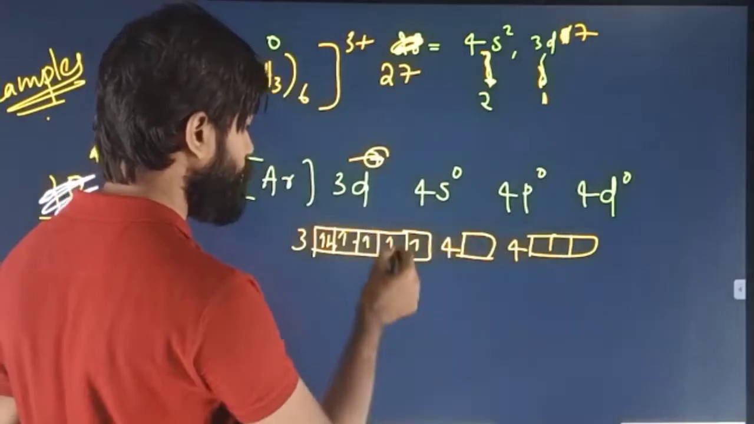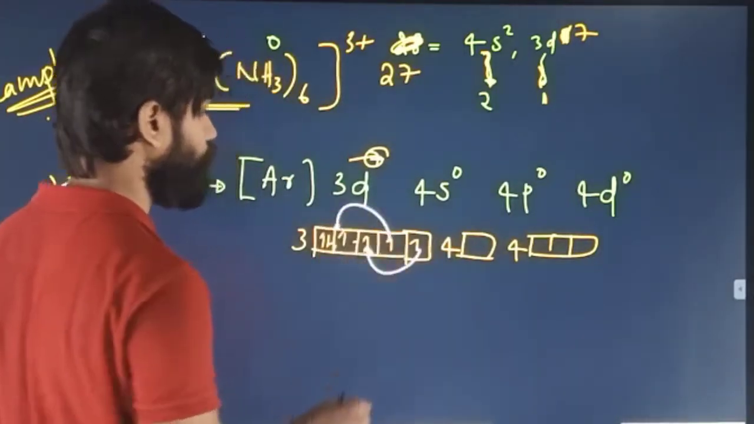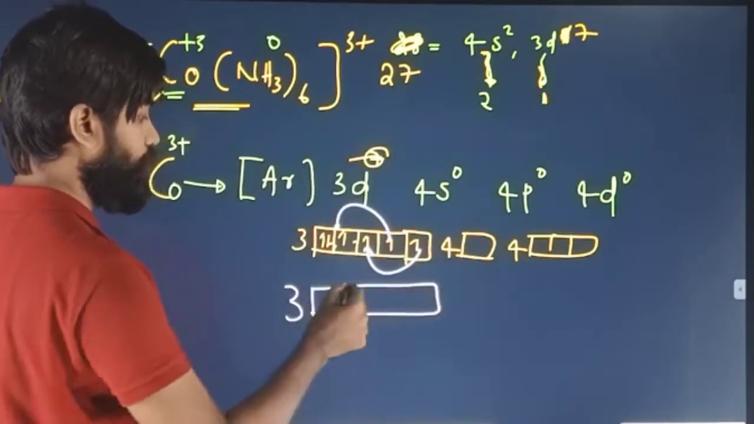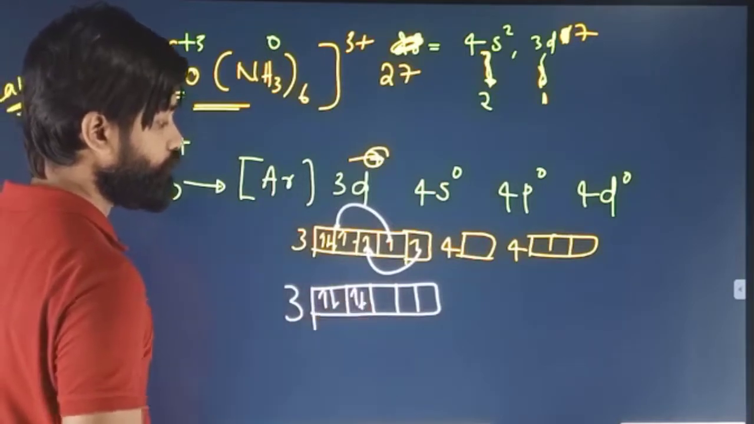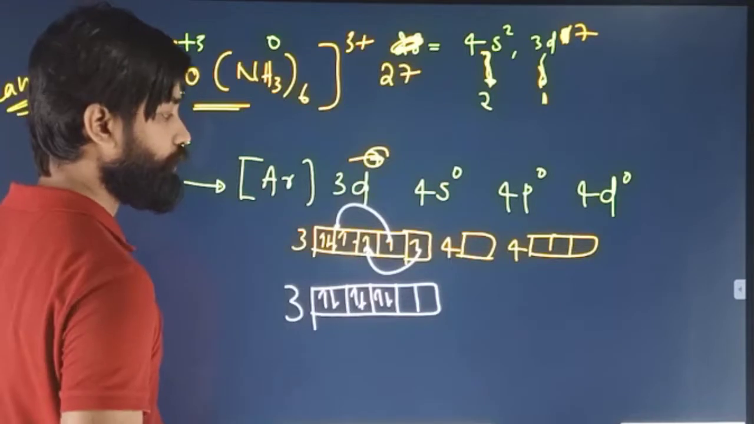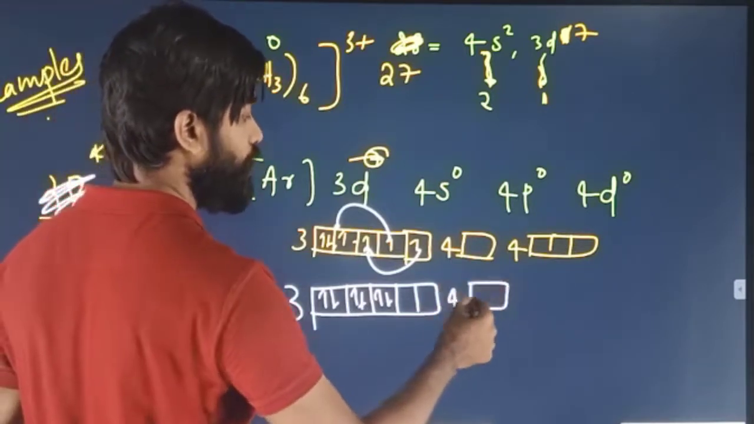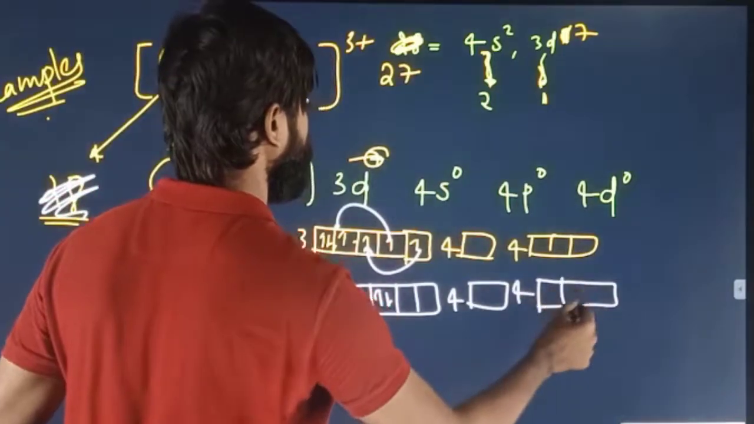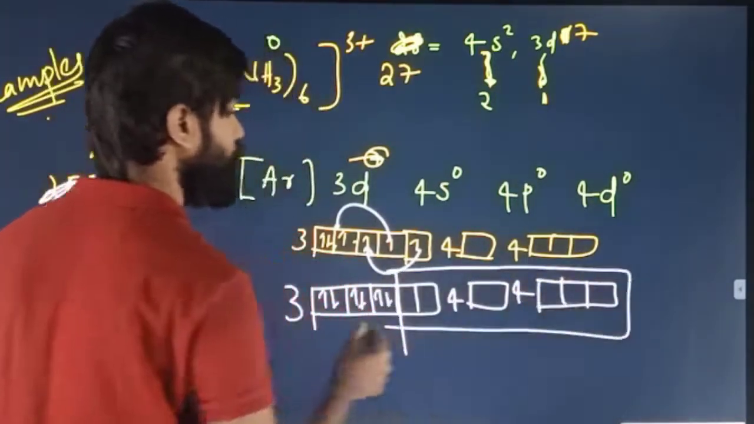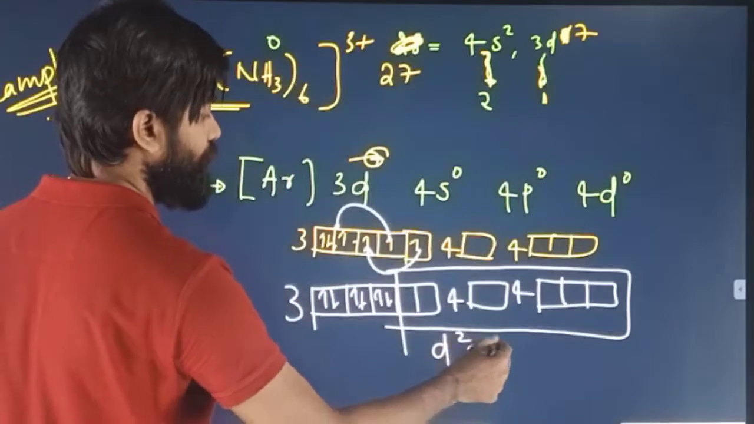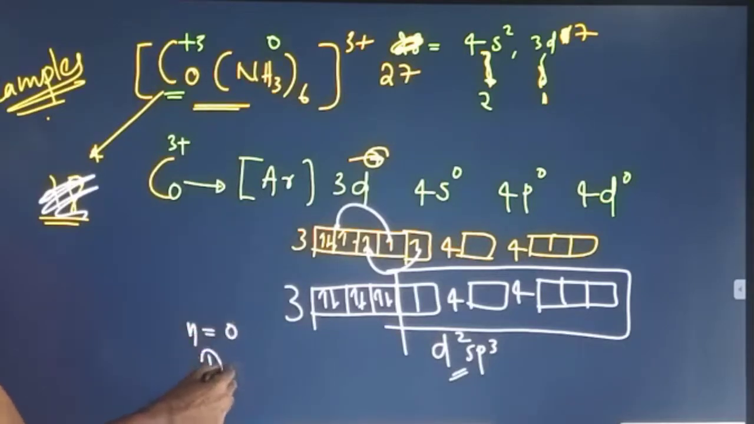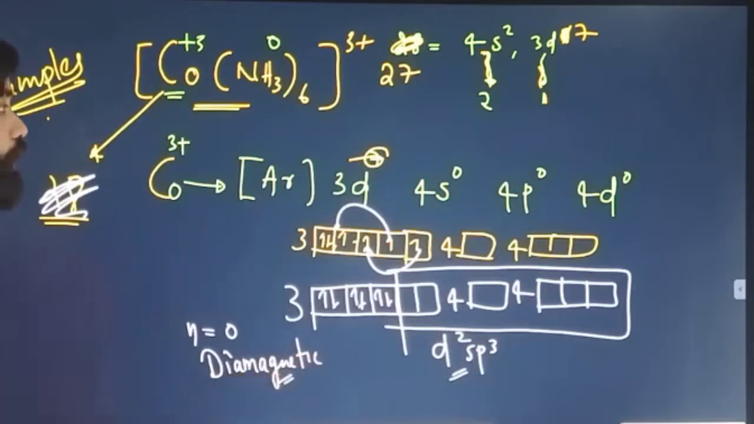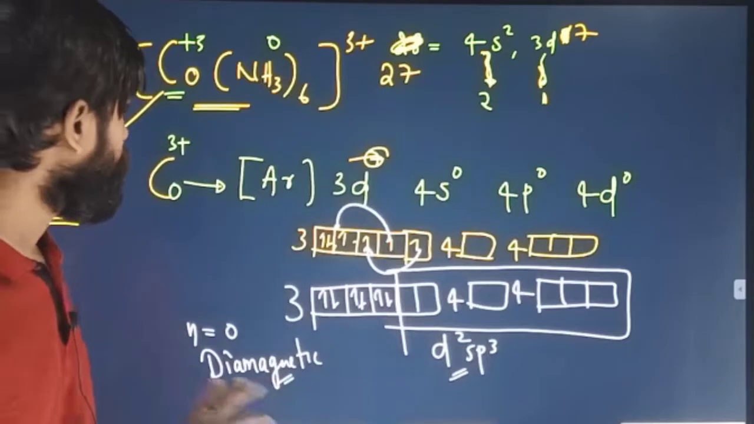Which means this is paired with this one and this is paired with this one. So here it will be like this, so that there are 2 d orbitals, an s orbital, and 3 p orbitals. So this is the case: d2sp3 hybridization. The number of unpaired electrons is 0. So this is diamagnetic. Okay, fine.